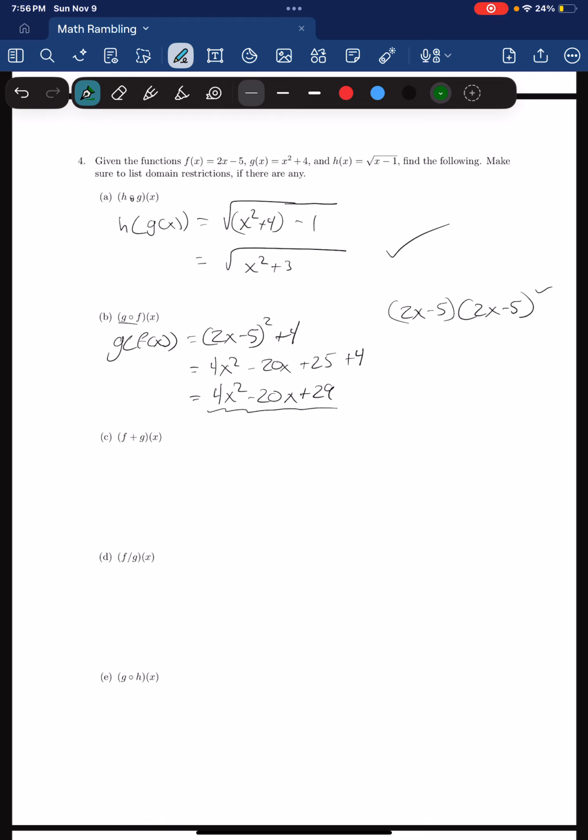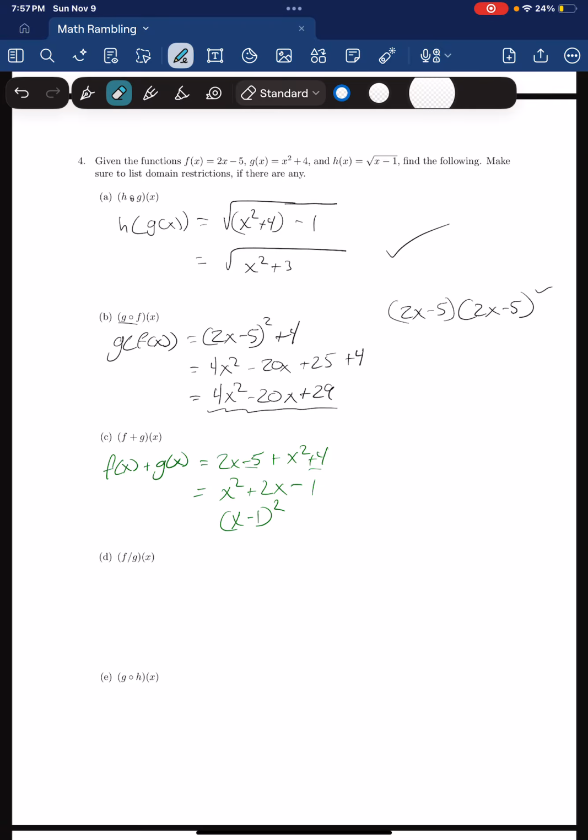All right, f of x plus g of x. This is a pretty easy one to do. Addition. F of x is 2x minus 5. G of x is x squared plus 4. Let's see, the x squared doesn't have any friends. 2x doesn't have any friends. Negative 5 and 4 are friends. They add together to become negative 1. Just like real friendships. And let's see, can we factor this? I think we can into x minus 1 squared.